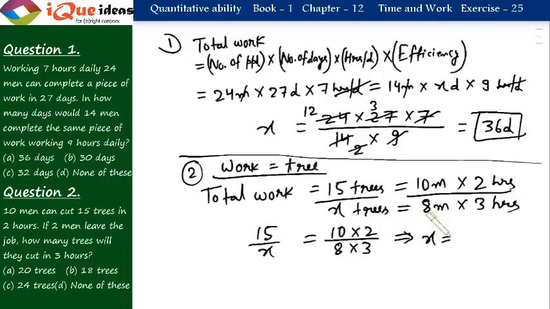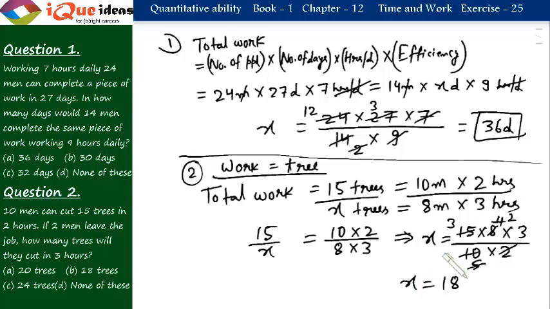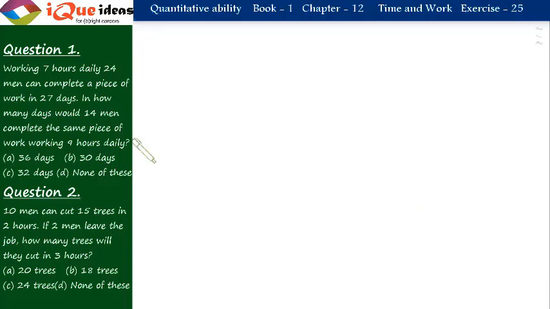So from here we get x is equal to 15 into 8 into 3 divided by 10 into 2. So 2 cancels 8 4 times, 2 cancels 4 2 times, and 10 5 times, 5 cancels 15 3 times. So it is 3 into 3 into 2, that is 18 trees. Alright. Always remember, when the work is also defined, this is the way to solve these questions. Write the work and then divide.